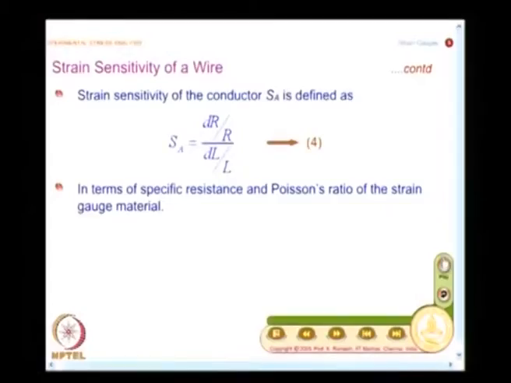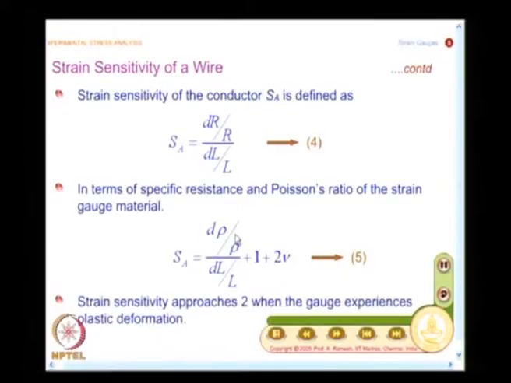Then you will attach the necessary importance to strain gauge instrumentation, that is a catch. And I can recast this expression in terms of the specific resistance as well as the Poisson's ratio. So, what I have is S_A equal to d rho by rho divided by dL by L, plus 1 plus 2 nu.